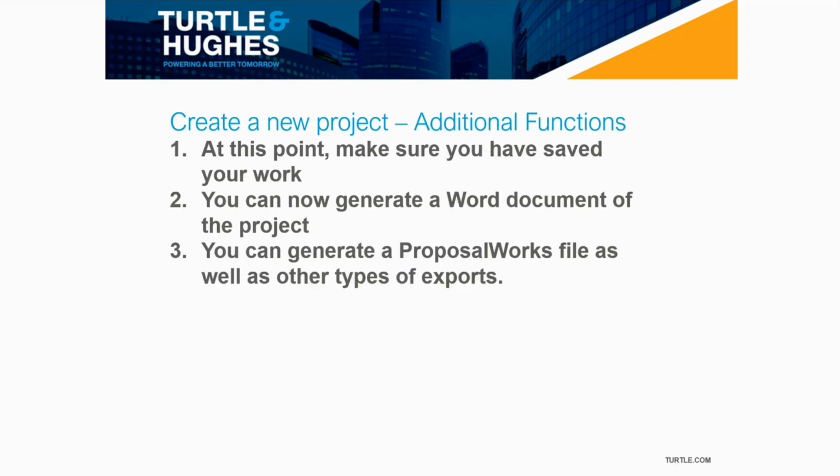All right. At this point, we've checked our system out. We've added our controller. We've added software, our control power supply. Make sure you saved your work. You can now do some other things. Maybe you want to generate a Word document of your project. Maybe you want to generate a proposal works, as well as other types of exports. So let's take a look at some of those.